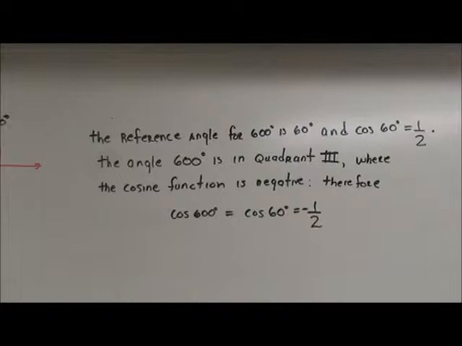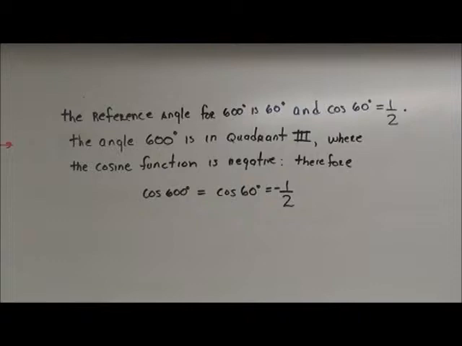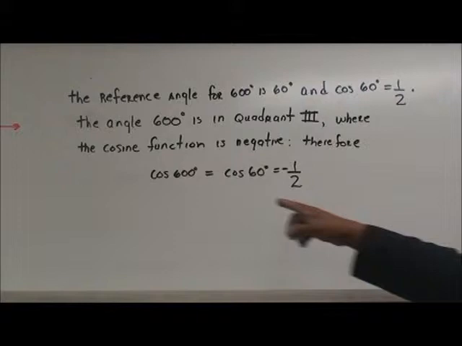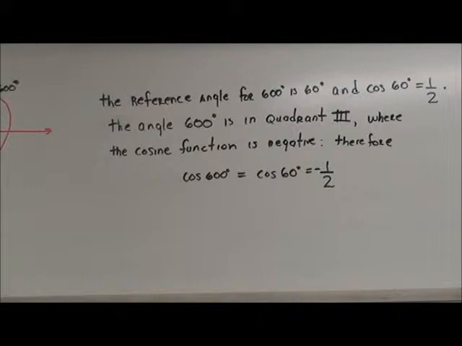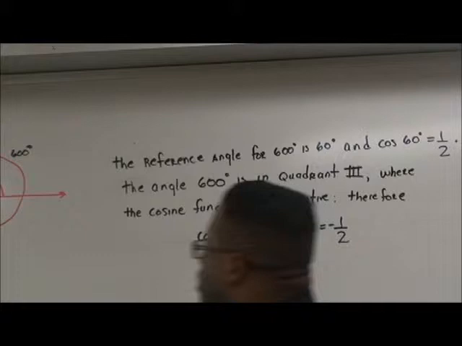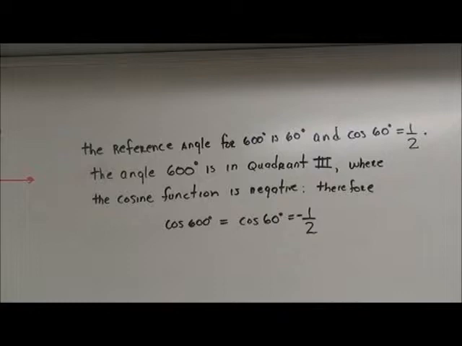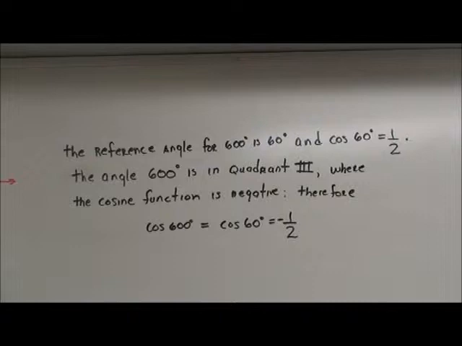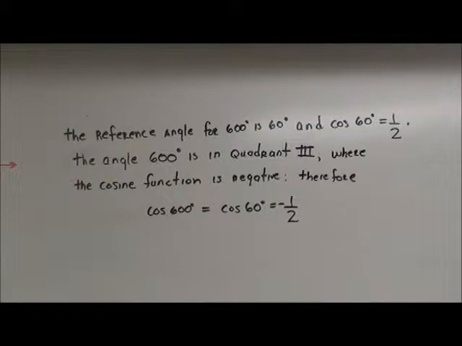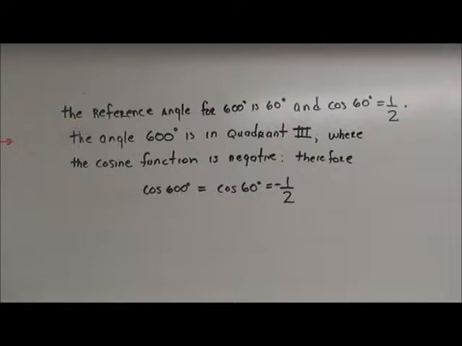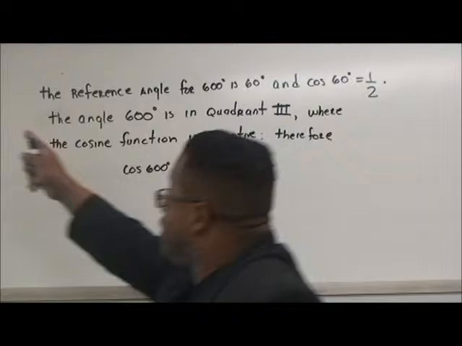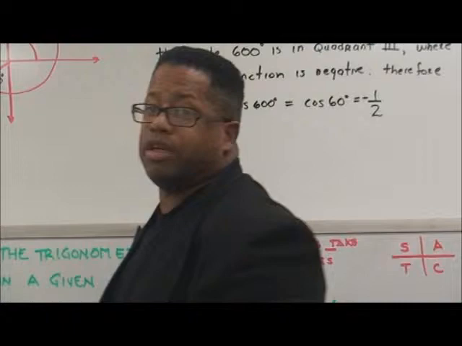And the angle 600 degrees is in the third quadrant, where the cosine function is negative. Therefore, cosine 600 degrees is equal to negative cosine 60 degrees, which is negative 1/2. Because look, we have the angle that falls in the third quadrant. The only ones that are positive in the third quadrant are tangent and cotangent. So tangent and cotangent are positive, but everything else, including cosine, is negative. This is why this cosine function is negative, because it lands in the third quadrant, and cosine in the third quadrant is negative.